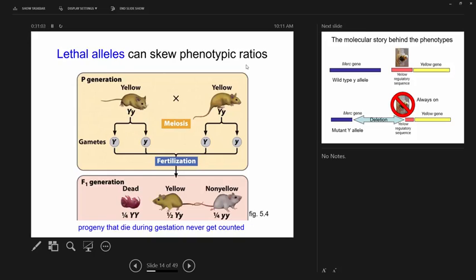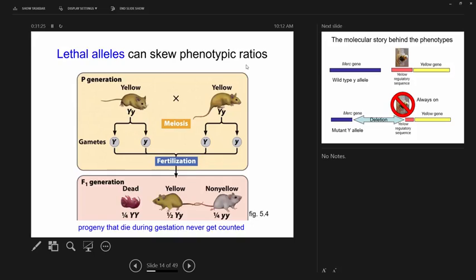So the ratio is changed. If this did not have the lethality associated with big Y, the yellow color, then you would expect a 3 to 1 phenotype ratio. But here you only get a 2 to 1 phenotype ratio.